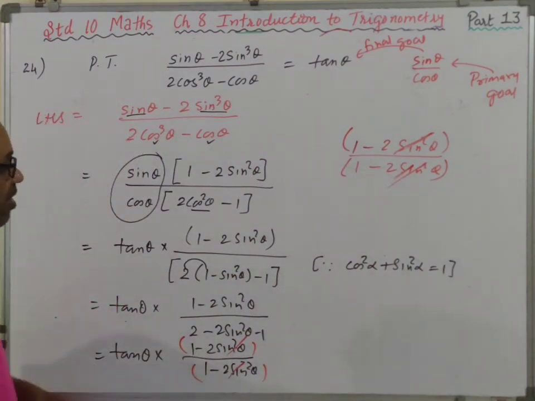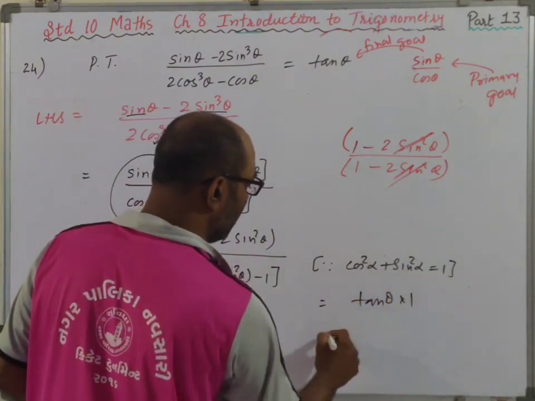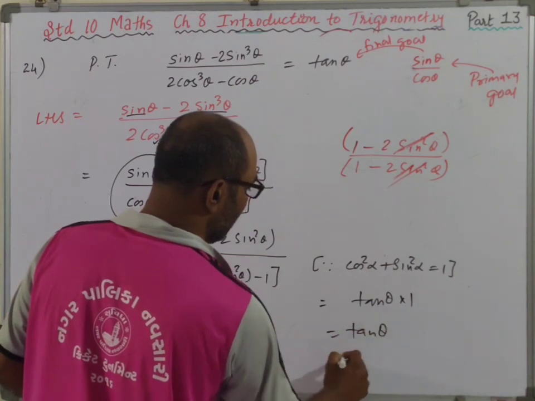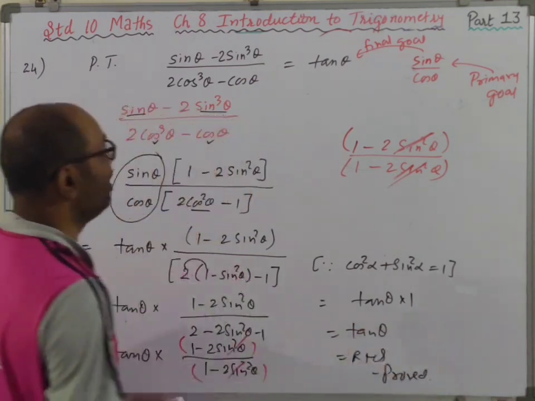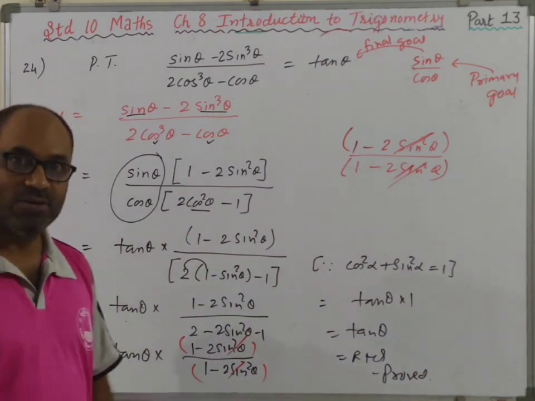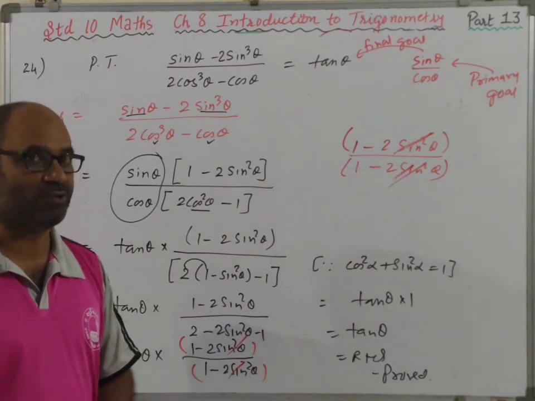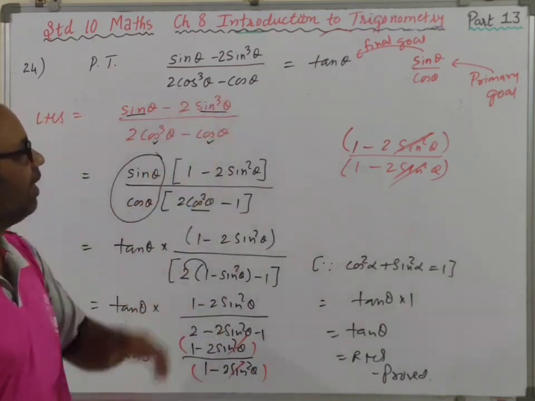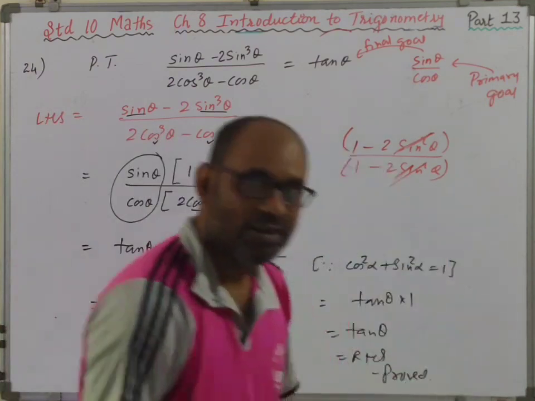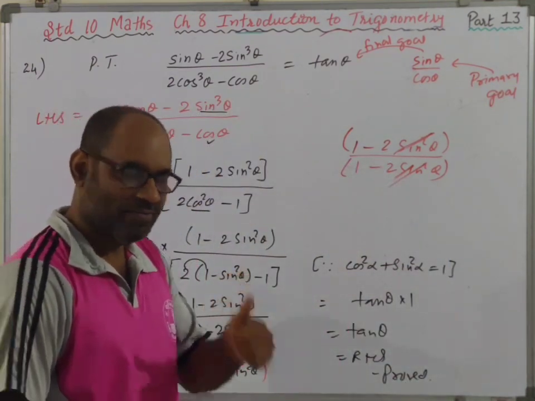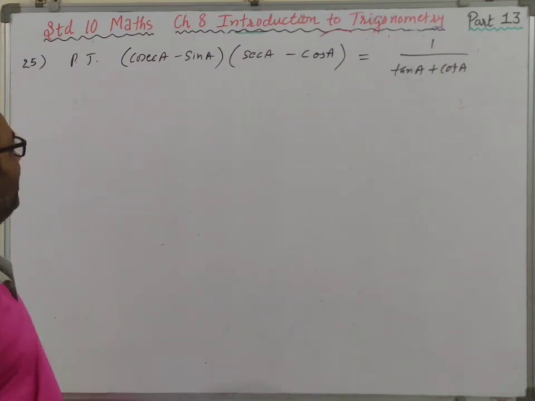Finished. So this is 1. So that is equal to tan theta into 1. That is tan theta and that is the RHS. Proved. Clear to you children? Okay. So this is the only way to do. Well, in many sums you will have different ways to do it. But here, this is one way of doing it. Only one way. Okay, fine. Understood, children? Good.